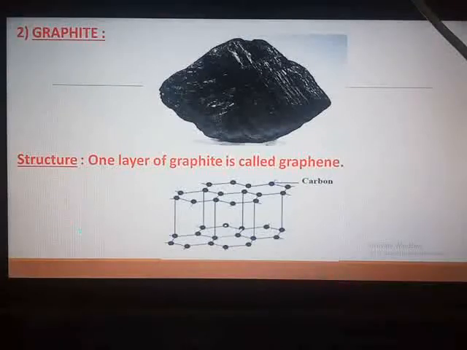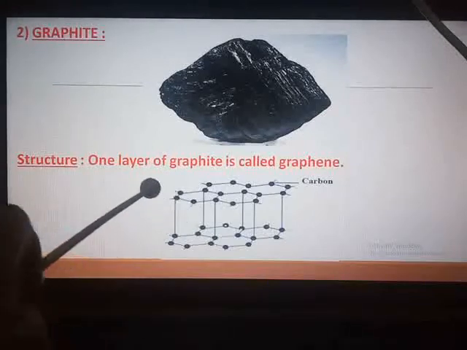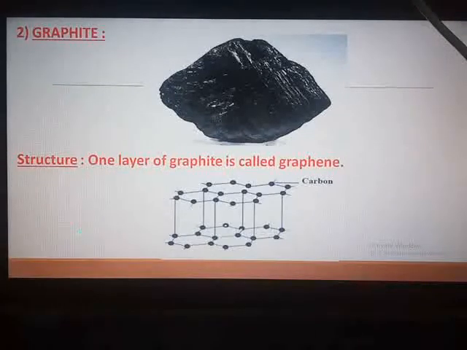About the structure of graphite, if you look at it, every carbon atom in graphite is bonded to three other carbon atoms in such a way that a hexagon, meaning six sides, a hexagonal layered structure, is formed.